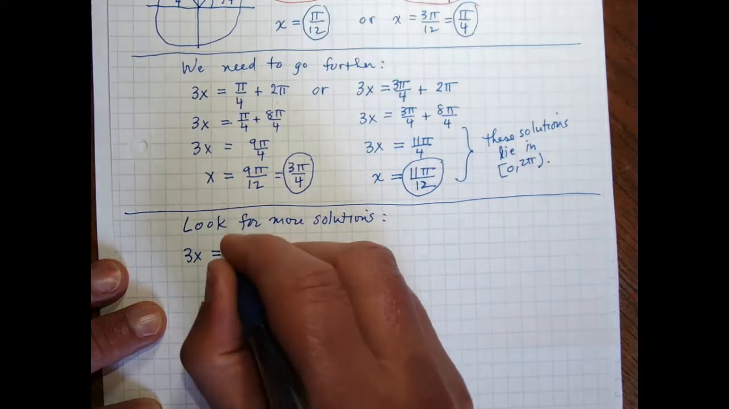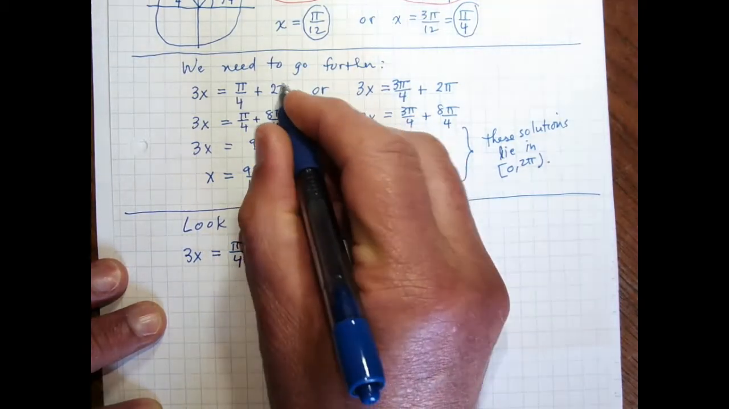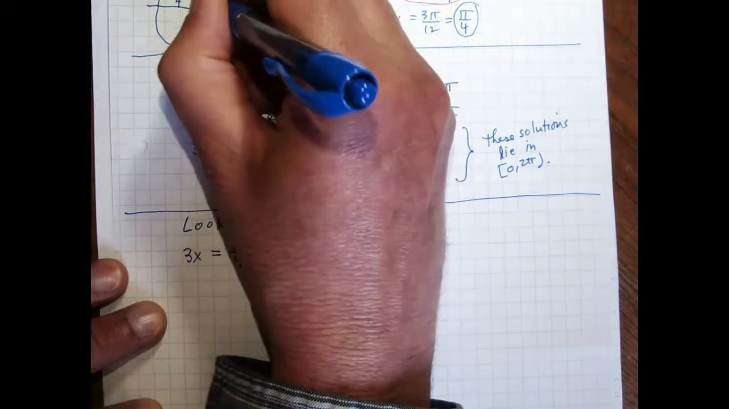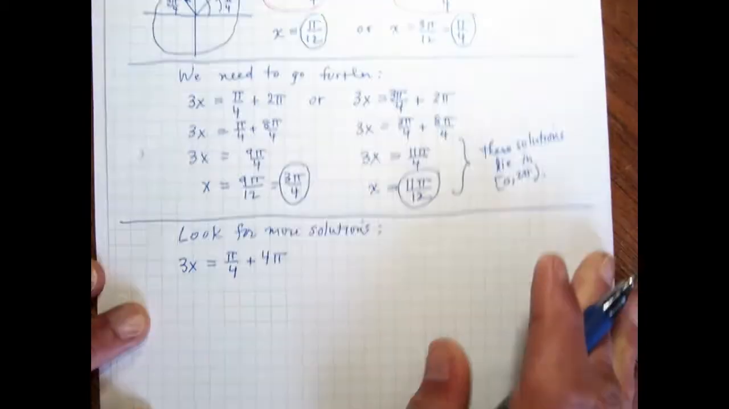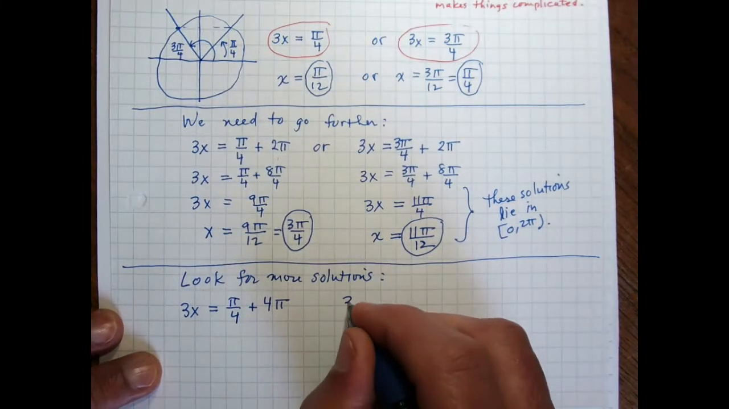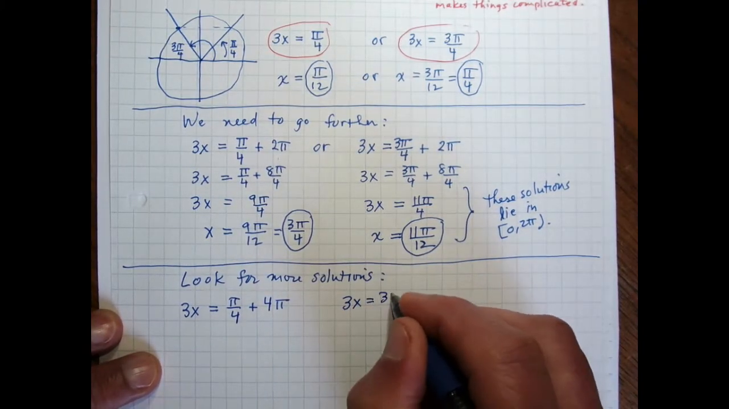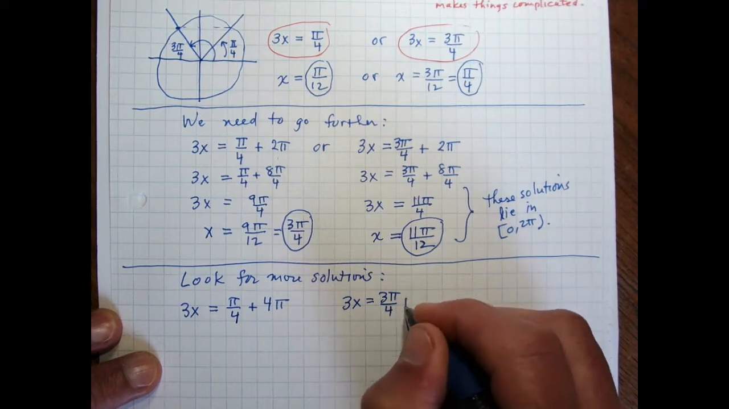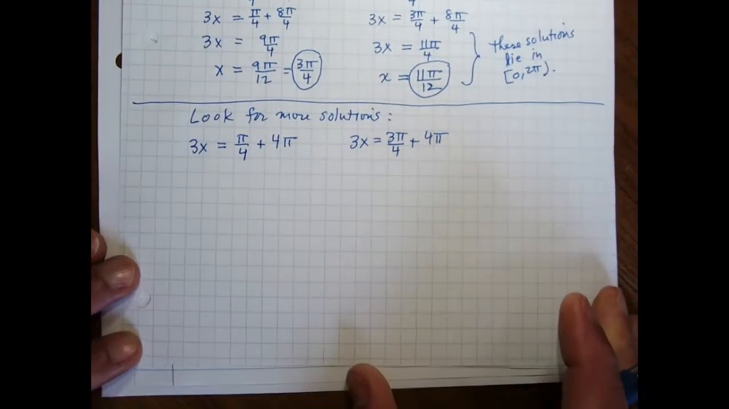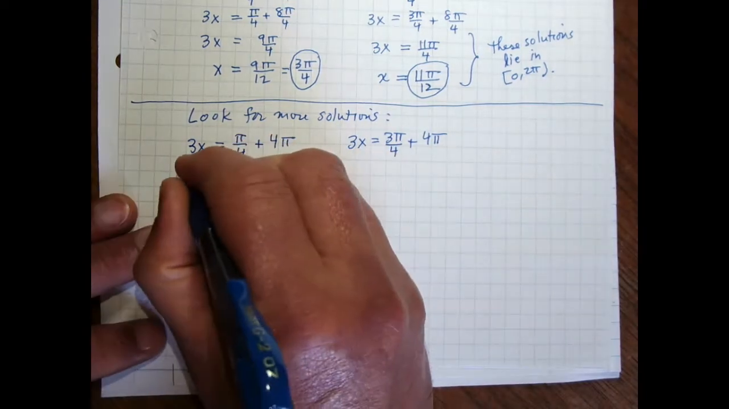I'm going to take 3x now, set it equal to, I'm going to use my pi over 4 again, but now instead of adding 2 pi, I'm going to add 4 pi. So it's like going twice around the unit circle and stopping at 4 pi. 3x, I'm going to set equal to 3 pi over 4 and also add 4 pi. And let's see what happens when I solve for x here.